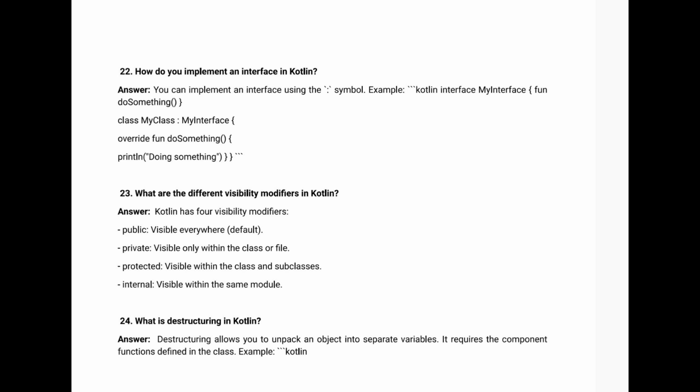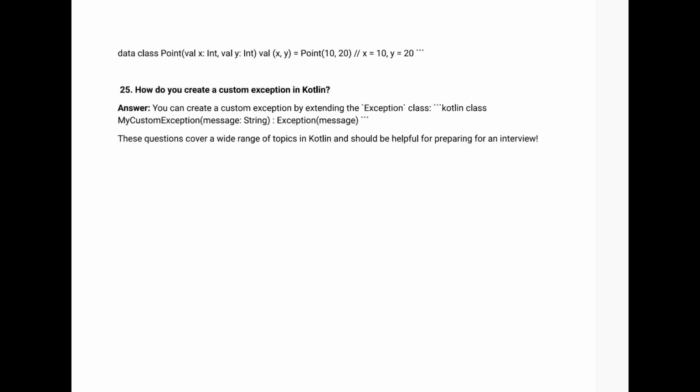24. What is destructuring in Kotlin? Answer: destructuring allows you to unpack an object into separate variables. It requires the component functions defined in the class. Example: Kotlin data class Point, val point = Point(x = 10, y = 20), destructured.